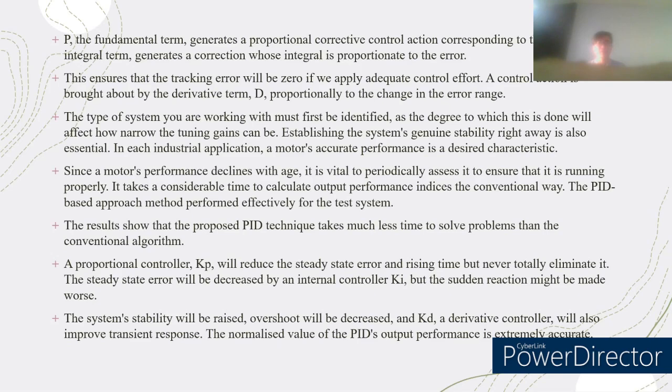It takes a considerable amount of time to calculate output performance indices the conventional way. A PID-based approach performed effectively for the test system. The results show that the proposed PID technique takes much less time to solve problems than the conventional algorithm. So, a proportional controller KP will reduce the steady-state error and rise time but never totally eliminate it. The steady-state error will be decreased by an integral controller KI, but the transient response might be made worse.